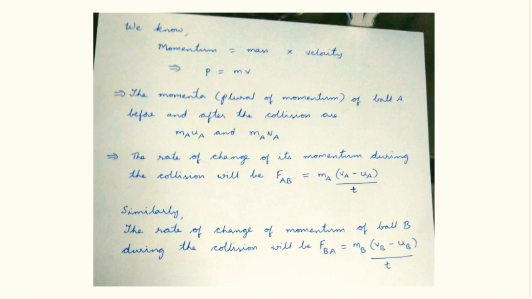We know from second law of motion that momentum is the product of mass and velocity. So here the momenta of ball A before and after the collision are MAUA and MAVA. Students, please note, momenta means plural of momentum. So the rate of change of momentum for ball A during the collision is given by FAB equal to MA into VA minus UA by T. Similarly, the rate of change of momentum of ball B during the collision is given by FBA equal to MB into VB minus UB upon T.